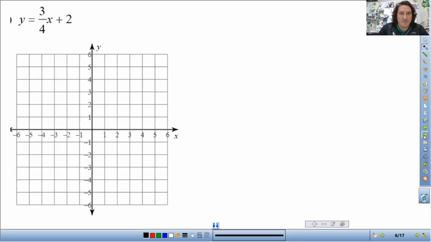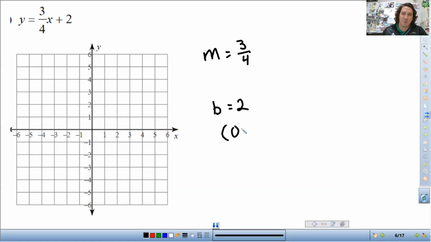So let's look at an example. First thing I'm going to do is identify the slope and y-intercept. So the m, the slope, is 3 over 4. And then the b value is 2. So that means the y-intercept is the point (0, 2). So first thing I'm going to do is start at the y-intercept. I'm going to plot this point at (0, 2). I like to put a green star for the starting point so I know where the graph starts.